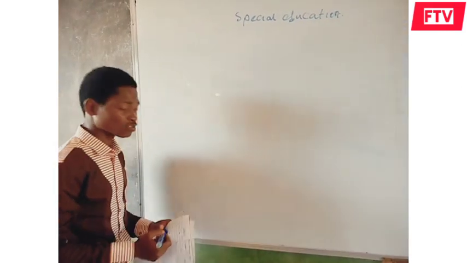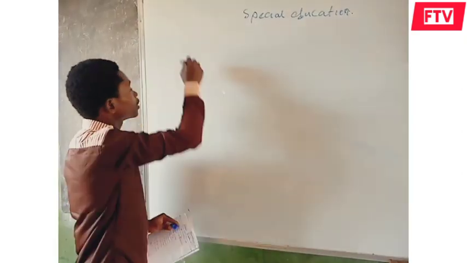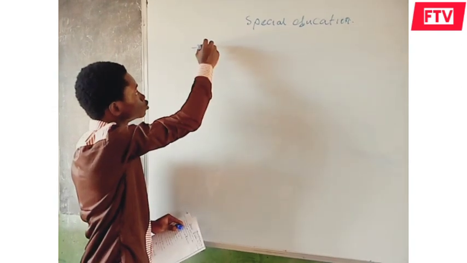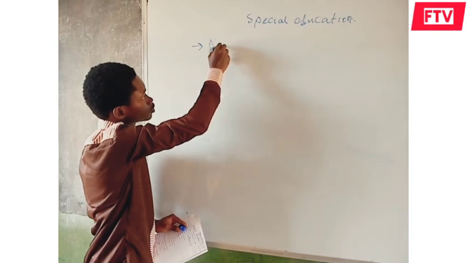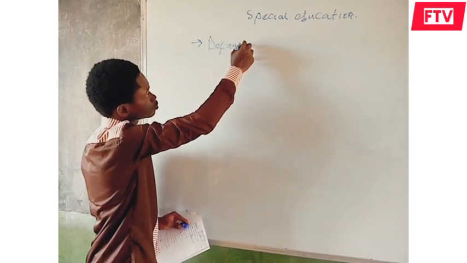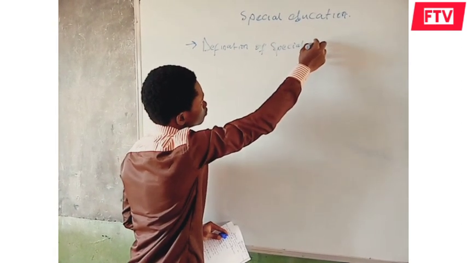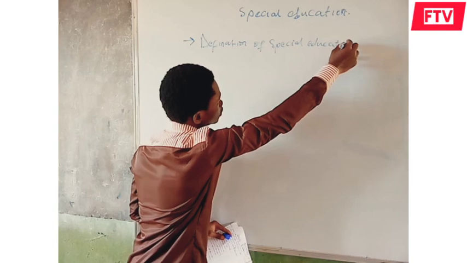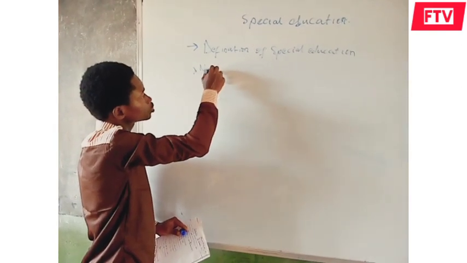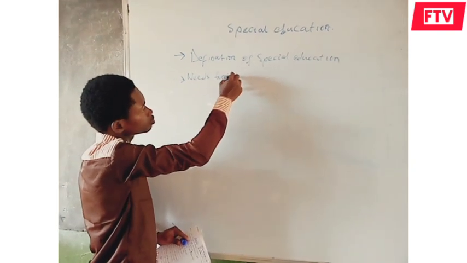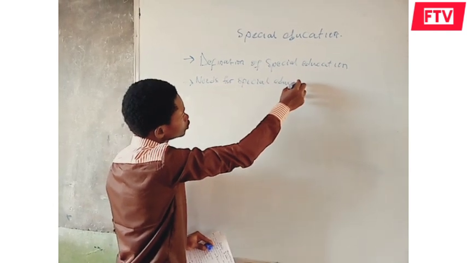So today we have some objectives, some aims which we need to cover. At the end of today's lecture, we should be able to know the definition of special education, and the needs for special education.